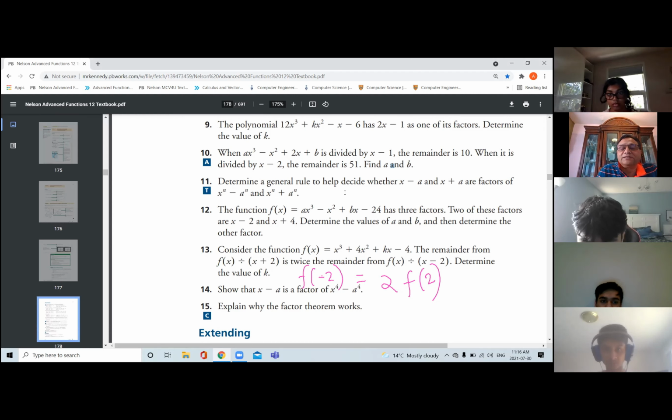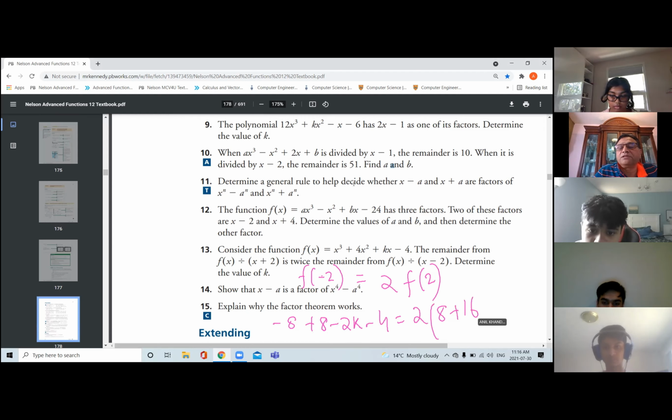So that basically means on the left hand side, plug in minus 2. So you get minus 2 cubed, right? Which is minus 8. Minus 2 squared times 4 will give us plus 16, and here will give us minus 2k minus 4, is equal to 2 times, plug 2 in here, right? So 8 and 8 is 16, plus 2k minus 4. Is that clear? So you have one linear equation in which you can find the value of k. Is this clear? So that is how you're going to answer this question. Perfect.